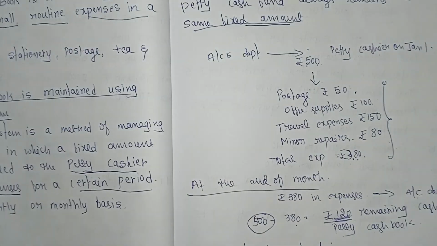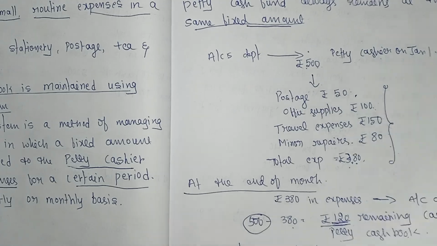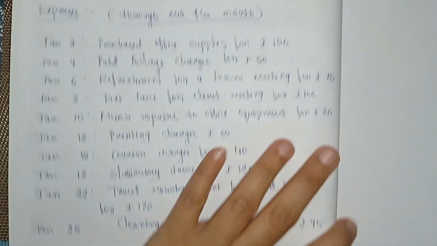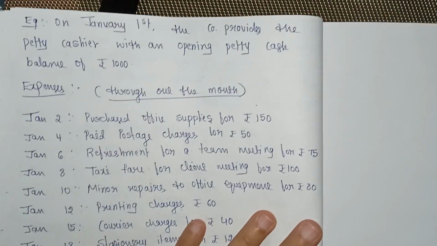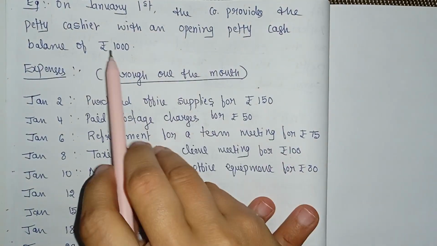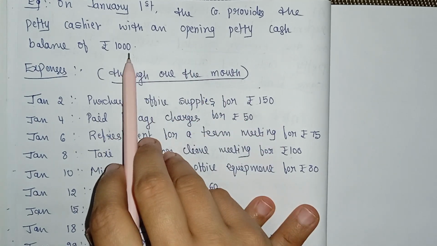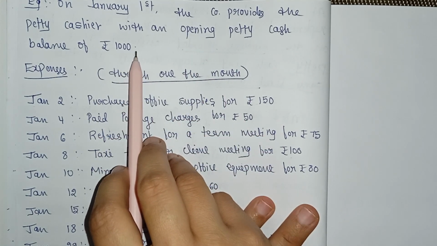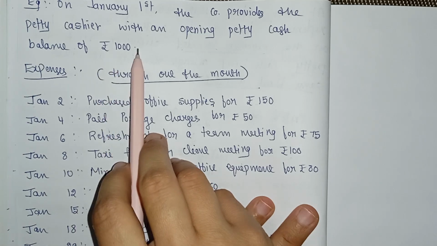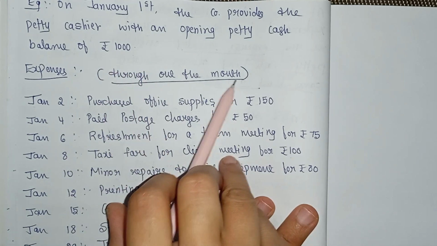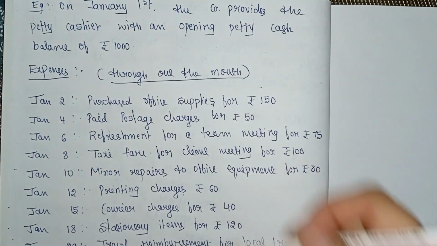Now we will see one example. Along with this example, I will explain the format of petty cash book. See here, on January 1st, the company provides the petty cashier with an opening petty cash balance of rupees 1000, meaning the amount received by the petty cashier is rupees 1000, and expenses throughout the month. So these all are the expenses.